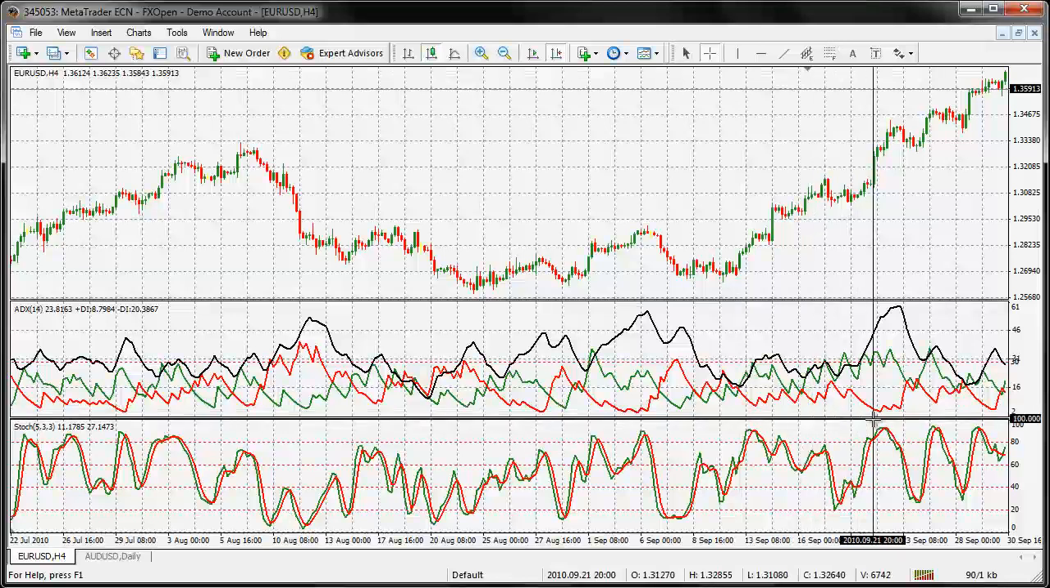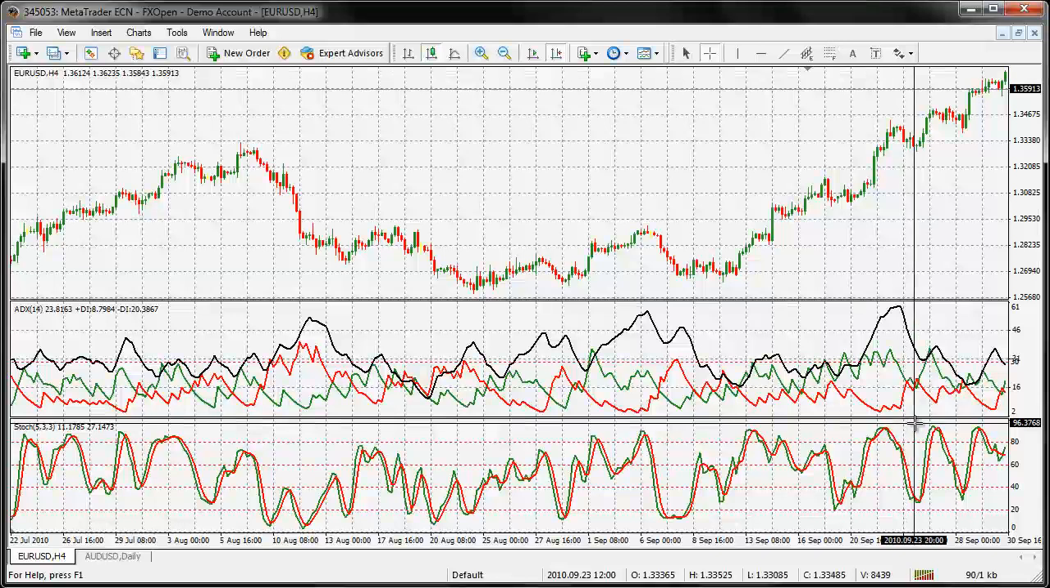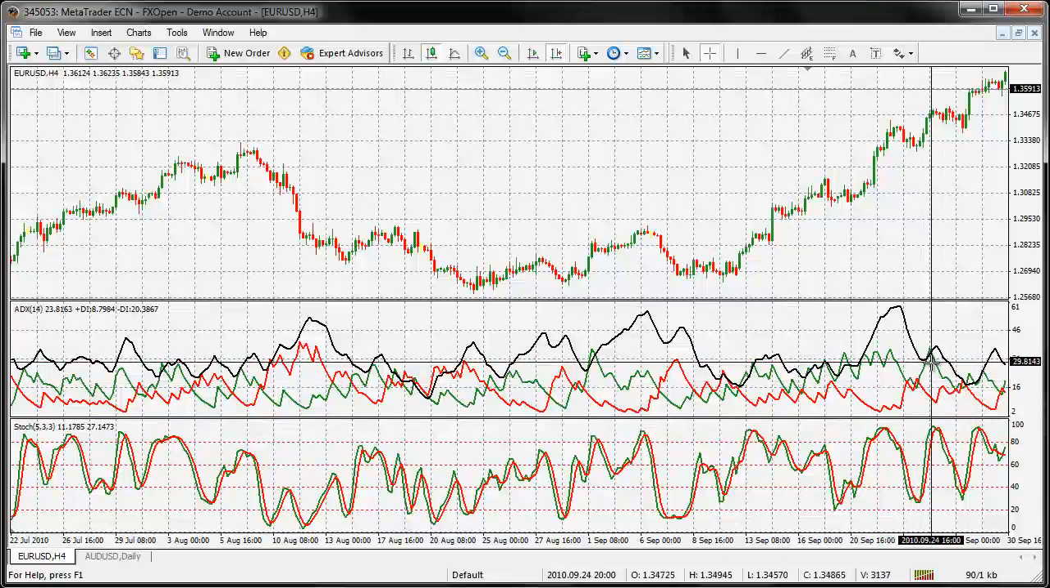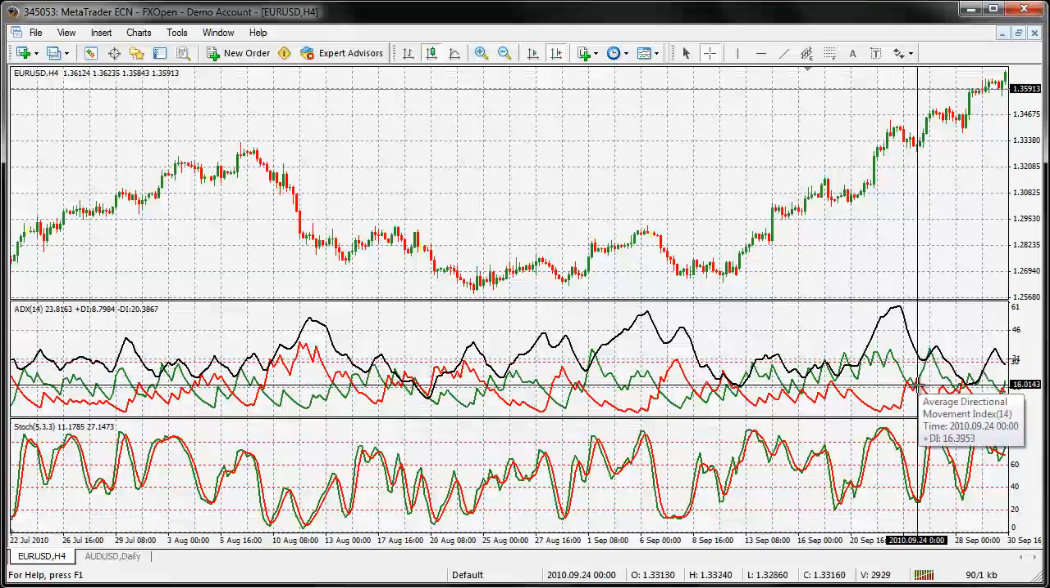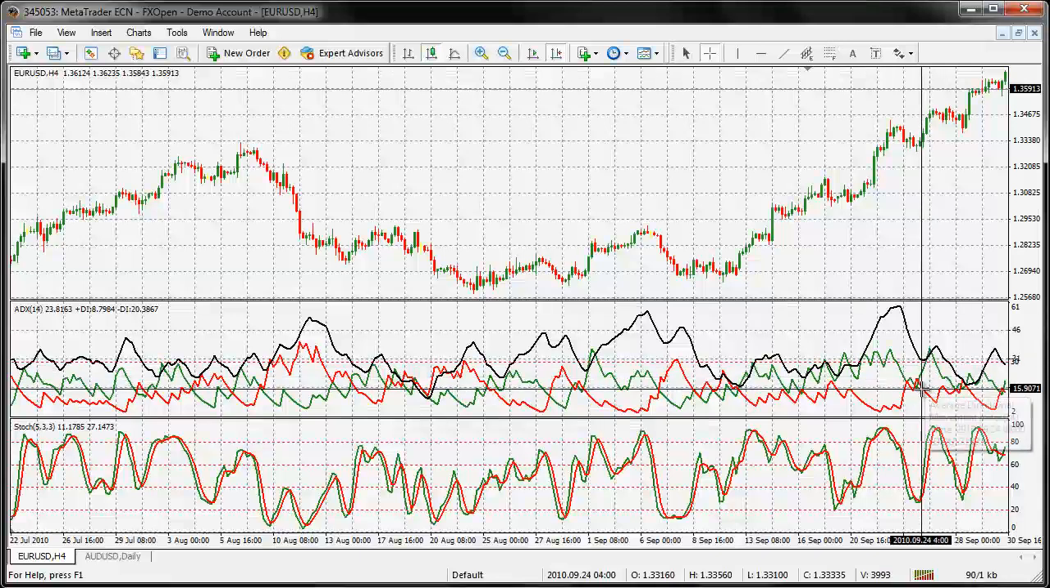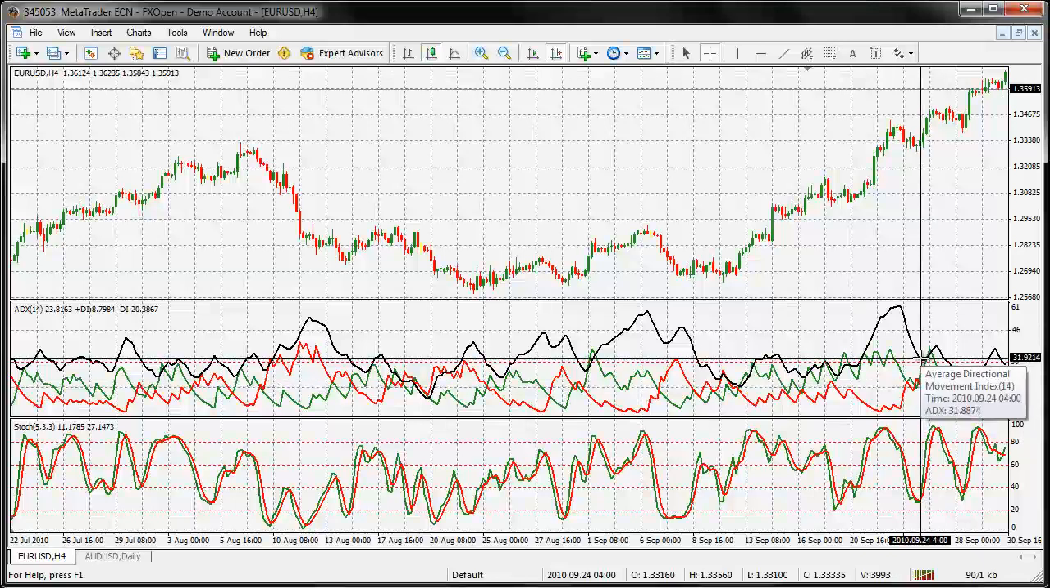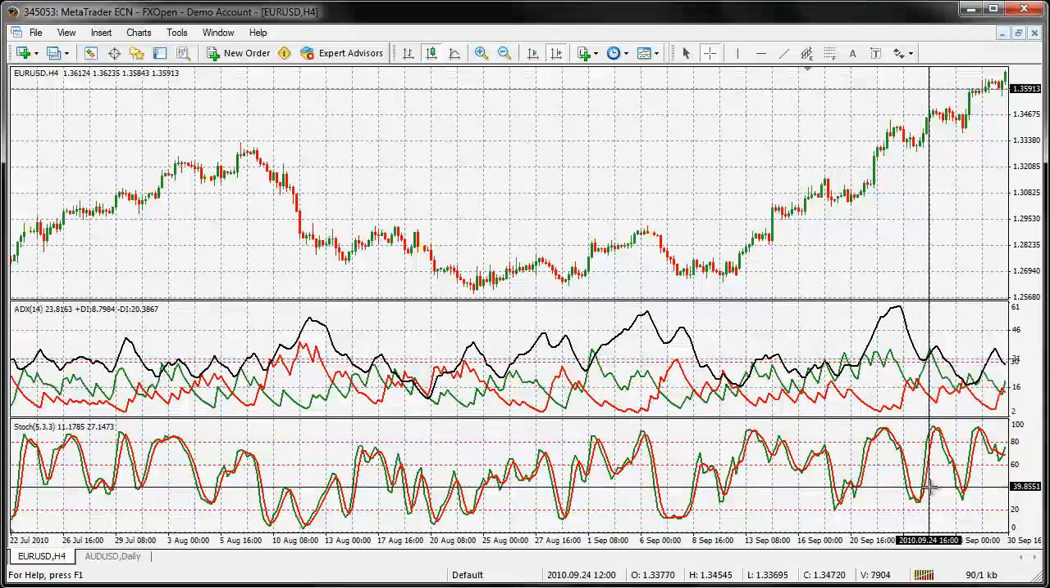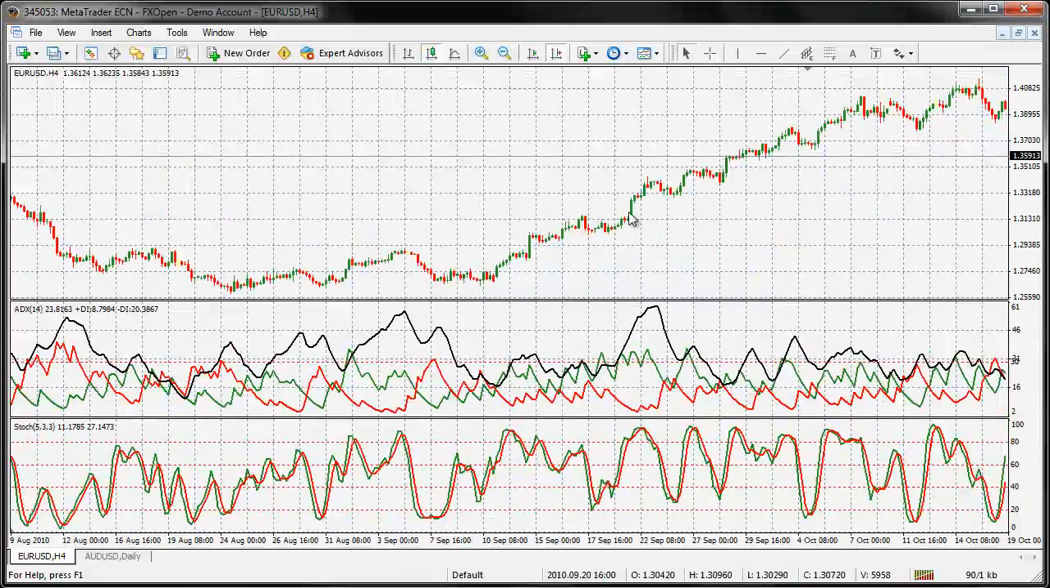Let's see if we've got any more buy opportunities. Here's a buy opportunity right here, where the ADX line has crossed over the negative directional index line. The ADX line is above 30, so that's good. Plus we're in buying territory on that stochastic as well. So give that a go.